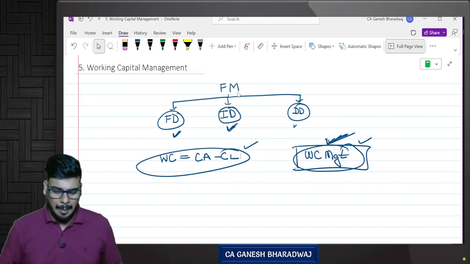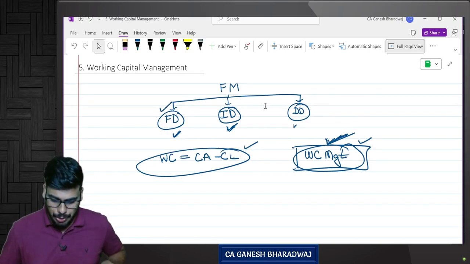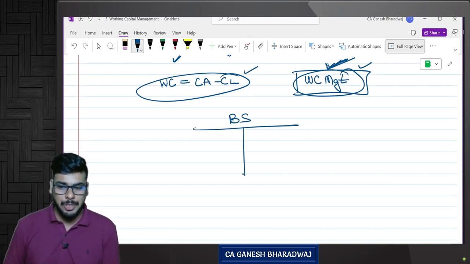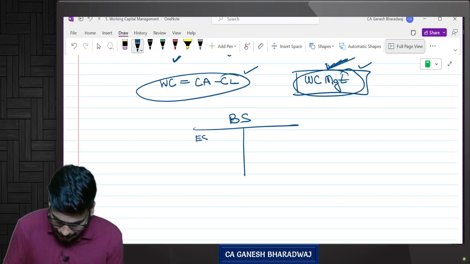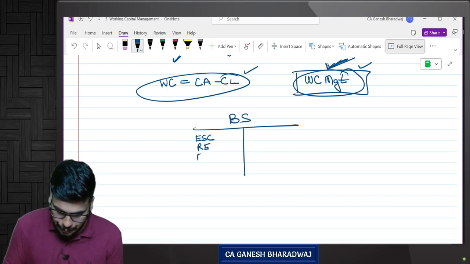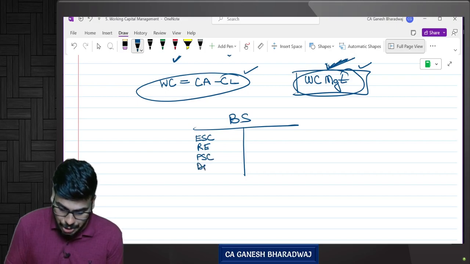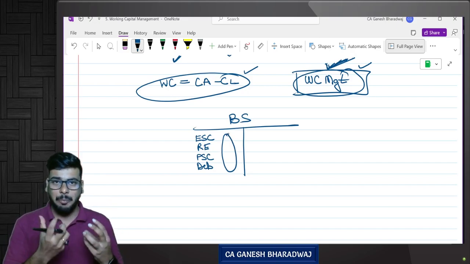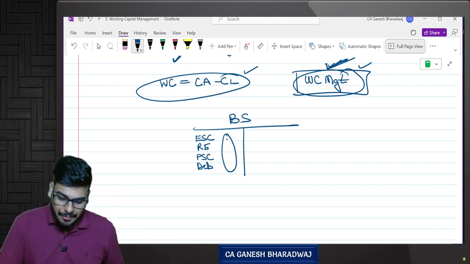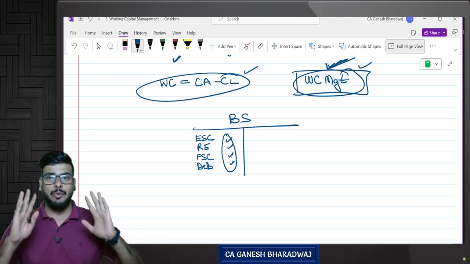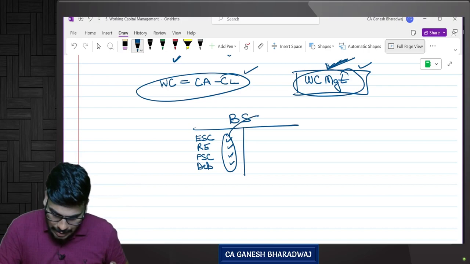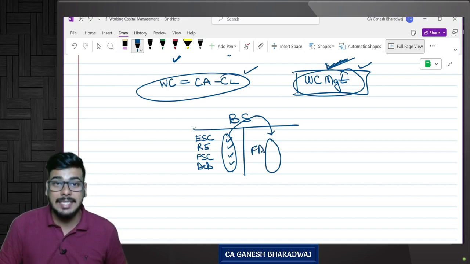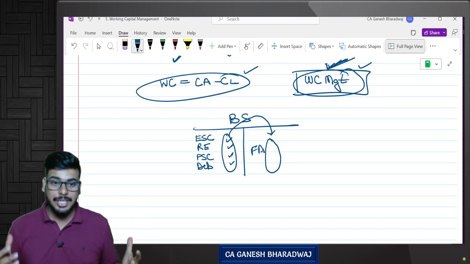Now, what has happened? The company has chosen the sources of finance, correct? Let's again drop the balance sheet of the company. There are multiple sources of finance, like equity share capital, your retained earnings, preference share capital, your debentures, right? There are multiple sources of finance. So the company has designed the optimum capital structure. They have decided from which source of finance, how much should be the amount raised. Financing decisions is over. Now, once this is over, they have also purchased all their fixed assets. That is, they have taken the capital budgeting decisions, investment decisions.